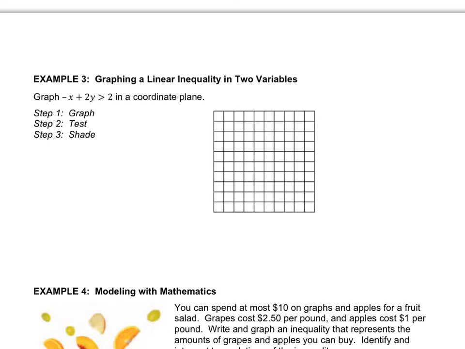Alright, this one's a little more complicated, but it's the same steps. Graph, test, and shade. So let's make our axes first. And I'm going to graph -x plus 2y equals 2.